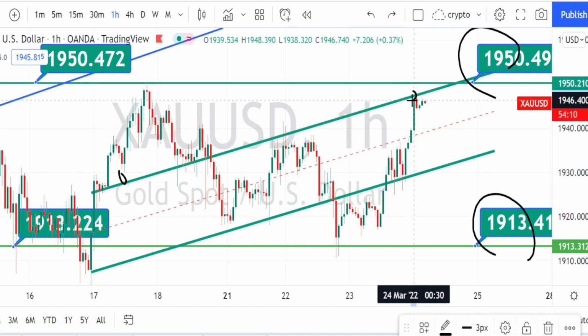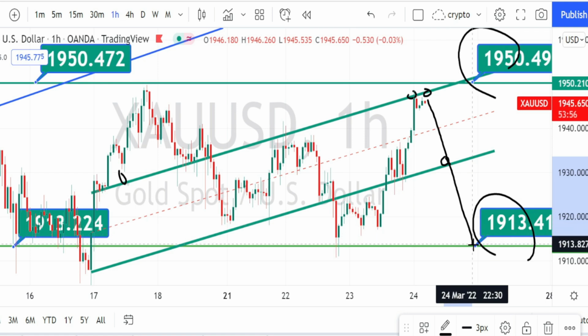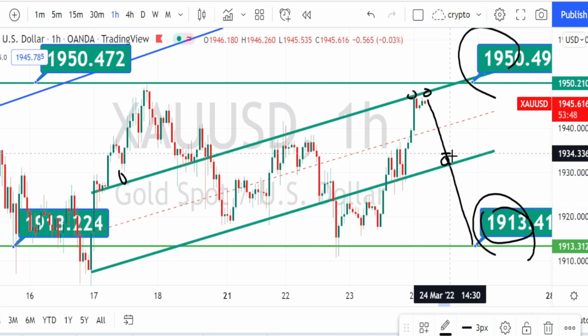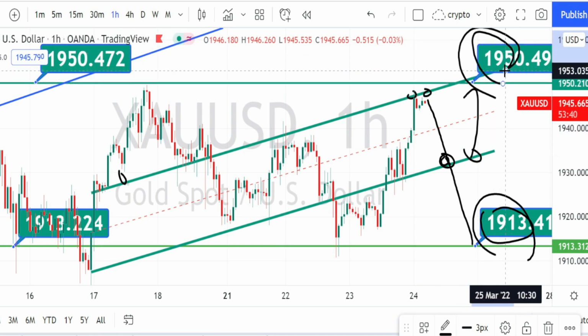Currently the price action has taken resistance at this resistance line, and we can expect a bearish trend reversal and to take support on this trend line. Once this trend line is broken, we can expect a further fall on the bearish side. Next level of support is going to be around 1913, and if the price action doesn't break this support line, we can expect a bullish trend reversal and to retest on this 1950 level.